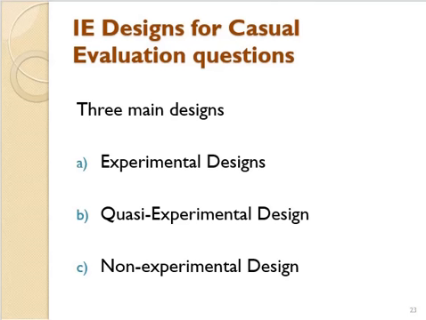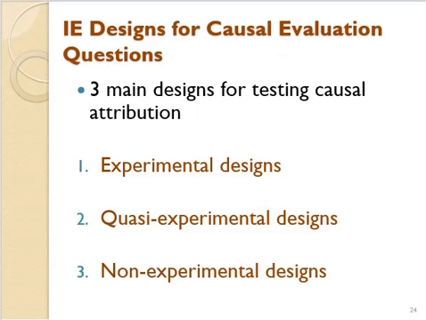So we have three main designs for causal evaluation questions. If we really want to attribute the realized outcomes to a certain intervention, we have three main designs for that. One is experimental, second is quasi-experimental, and the third is non-experimental design. To begin with, the experimental design.